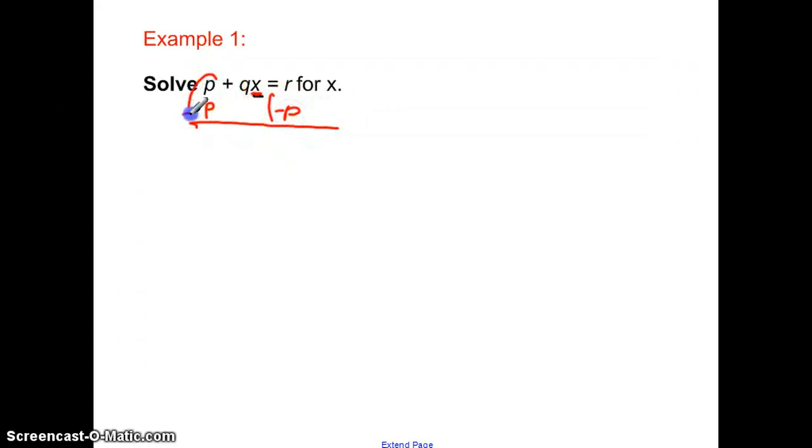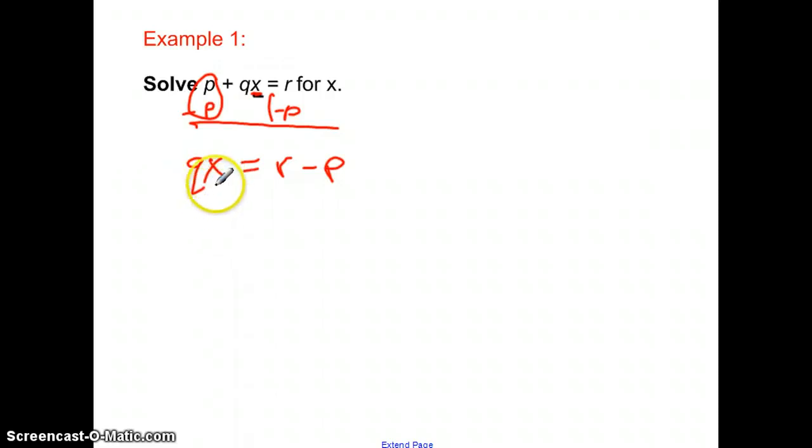Well, when you put these together, you get 0. So on the left side, we've got qx equals r minus p. These are not like terms, they have different variables, so we can't combine them or simplify them any further than that.